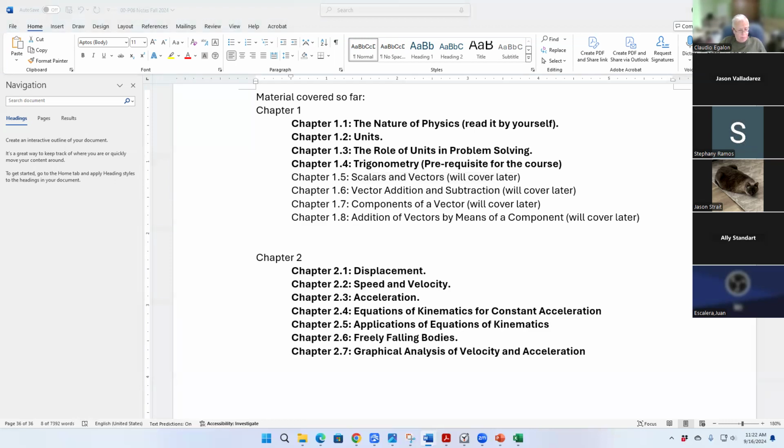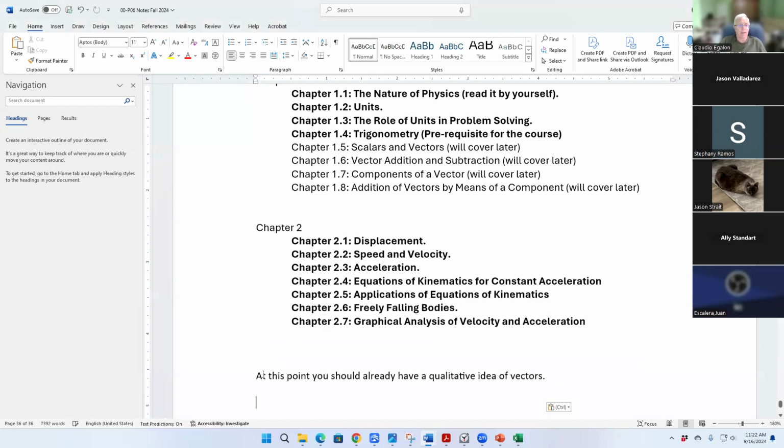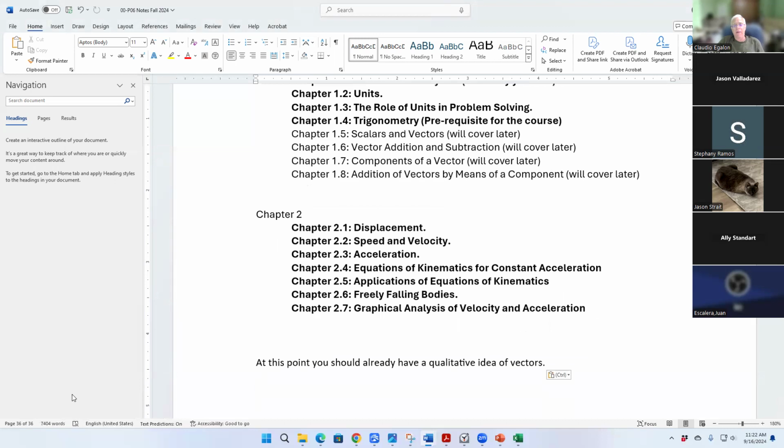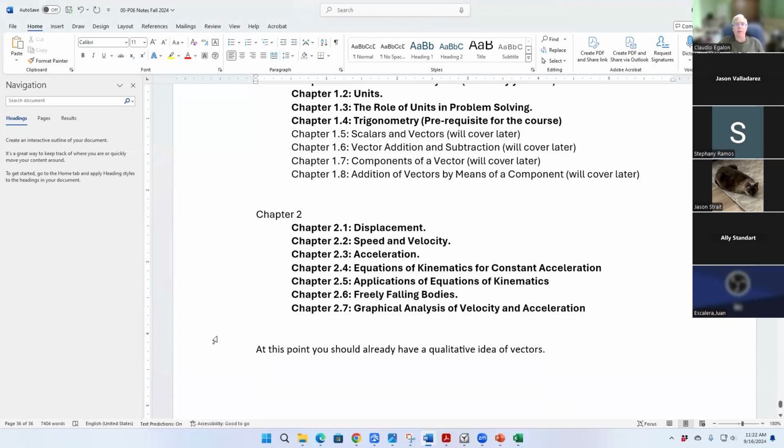So at this point, folks, you should already have a qualitative idea of vectors. I gave you an idea of how vectors behave. They can be represented by an arrow. But more specifically, a vector is just a different type of number.